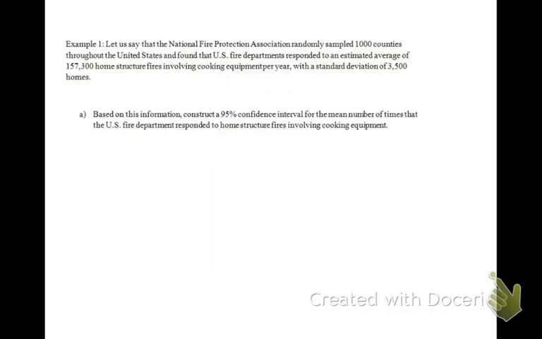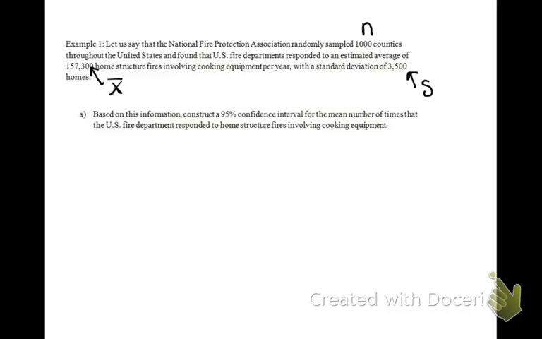So let us say that the National Fire Protection Association randomly sampled 1,000 counties. So right away we know that our sample size n is 1,000. Throughout the United States, they found that U.S. fire departments responded to an estimated average, so we know that this is x bar, of 157,300 home structure fires involving cooking equipment per year, with a standard deviation, s, of 3,500 homes.